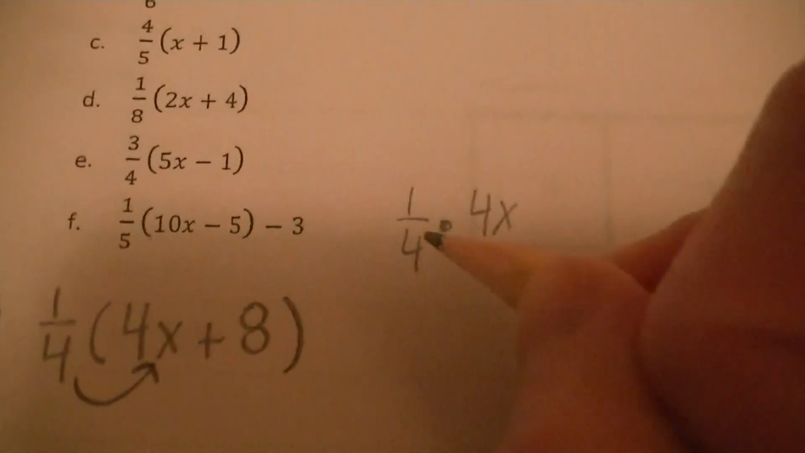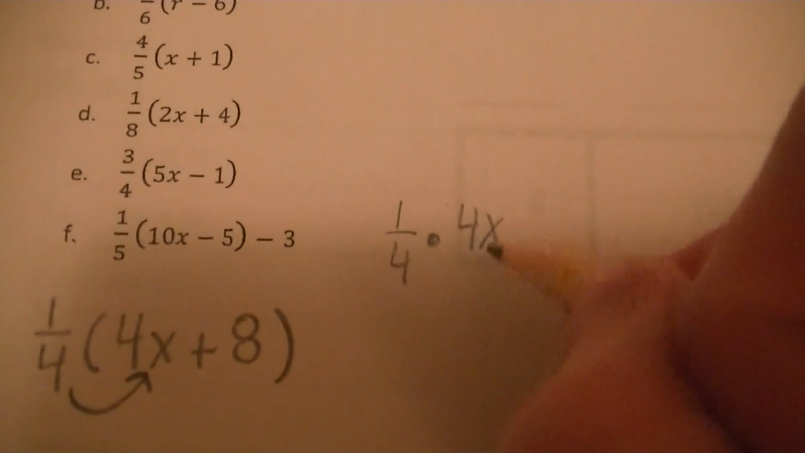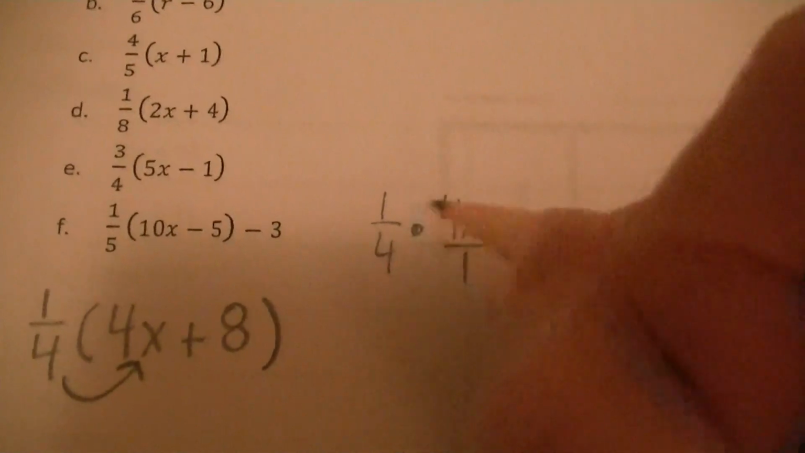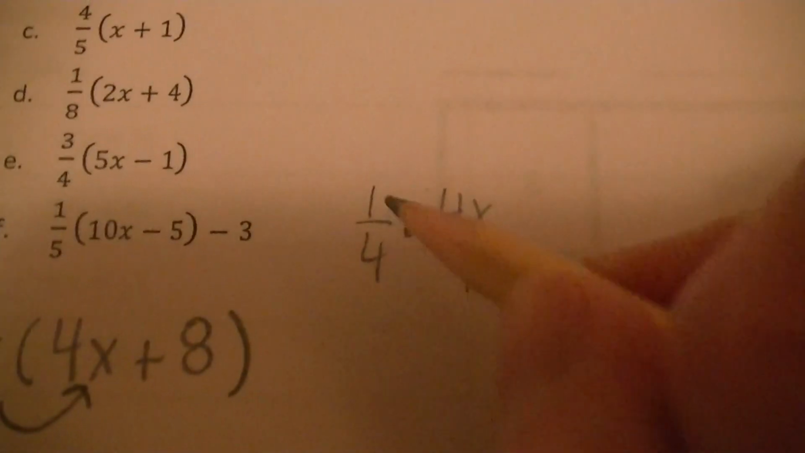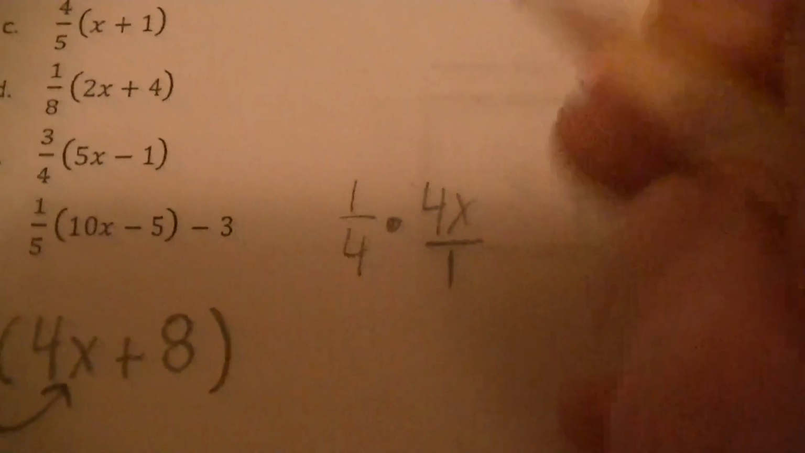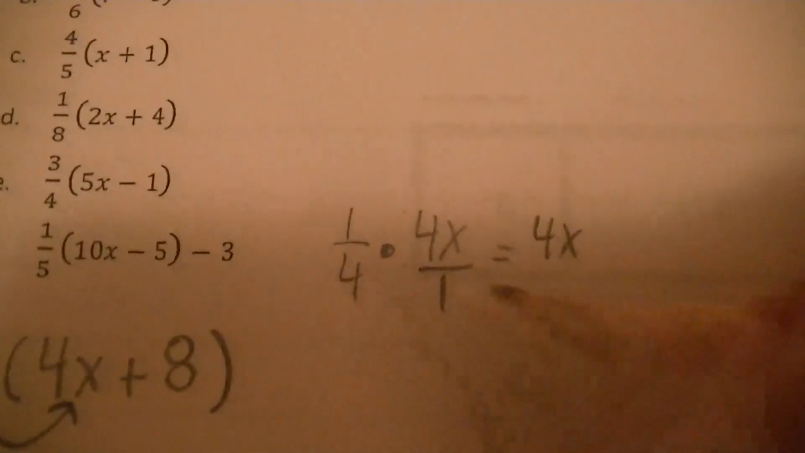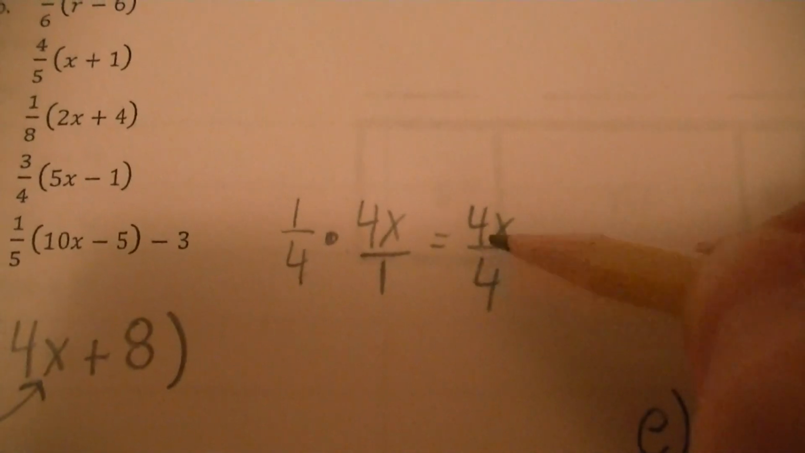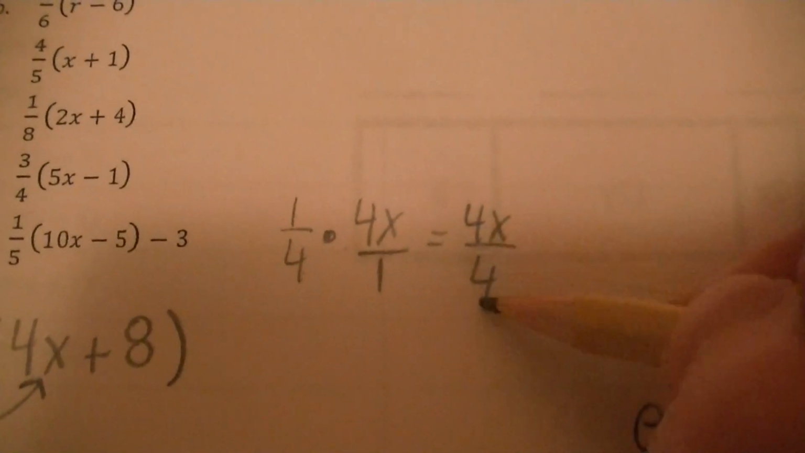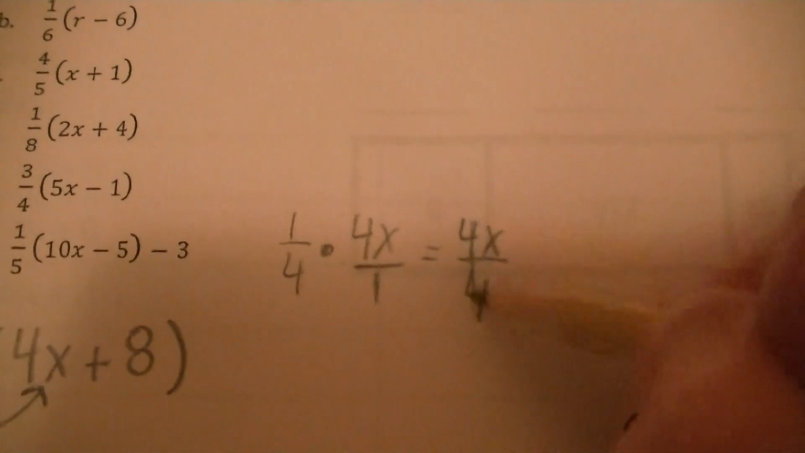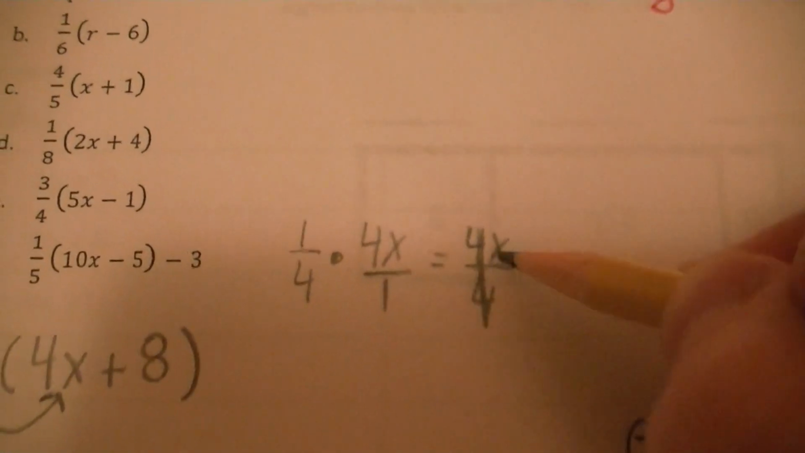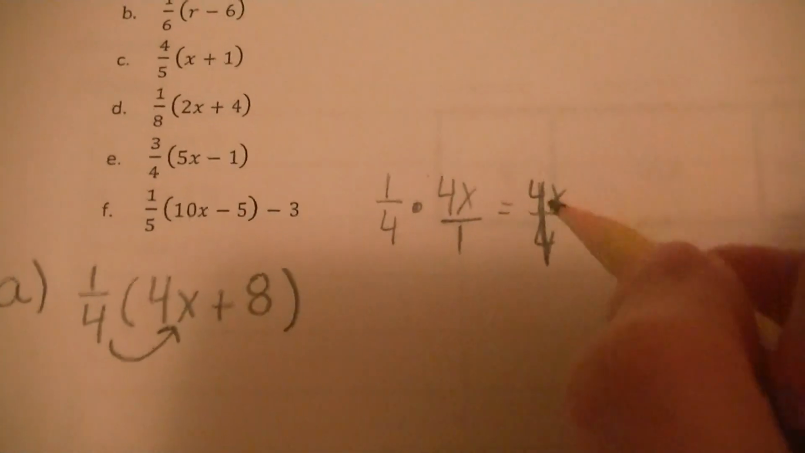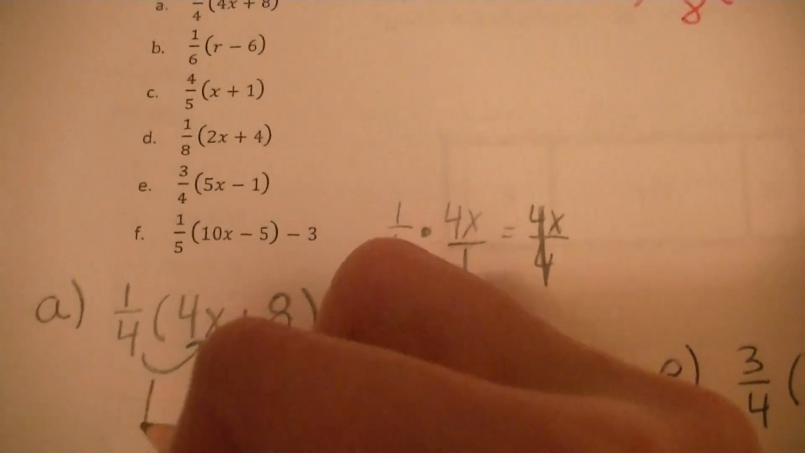So I see a fraction, and I'm multiplying it by 4x, 4 times x. I want to put it over 1 so that when you multiply fractions, you just go straight across. So 1 times 4x is 4x, and 4 times 1 is 4. You've probably seen this before: there's 4 divided by 4, which is 1. 1 times x is 1x, or x. So 1/4 times 4x is really 1x, or x, same thing.